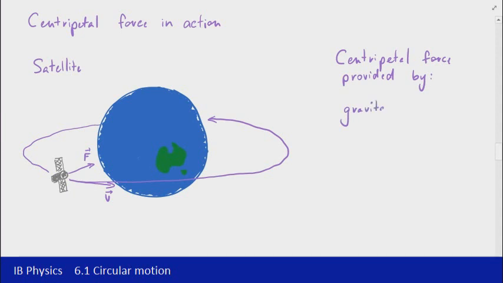Now gravitational force would usually be referred to as the weight of the object, so in this case the weight of the satellite. Now the acceleration due to gravity at the altitude of the satellite is not actually 9.81 meters per second squared. We'll look at that in more detail in subtopic 6.2 on Newton's law of gravitation, but we would consider it to be the weight of the object that's providing the gravitational force in the scenario of a satellite orbiting the Earth.